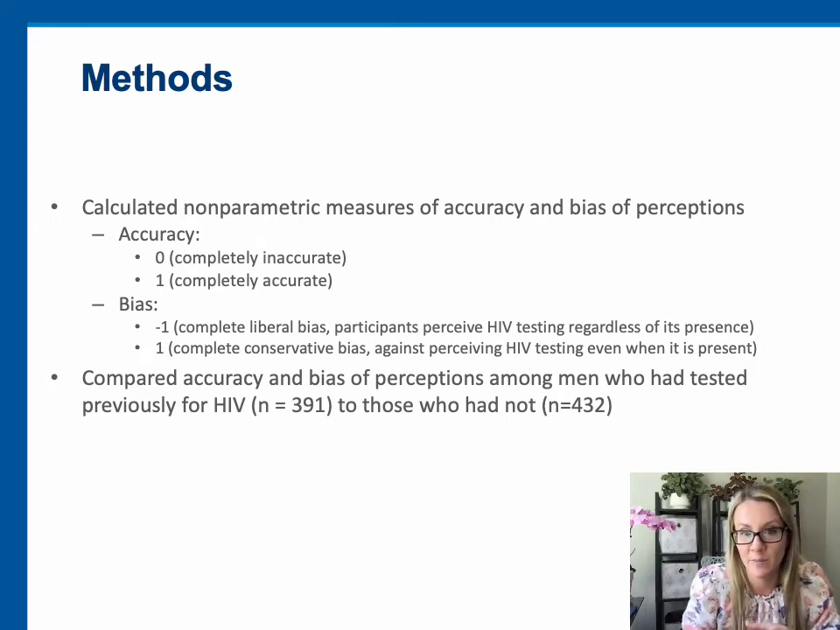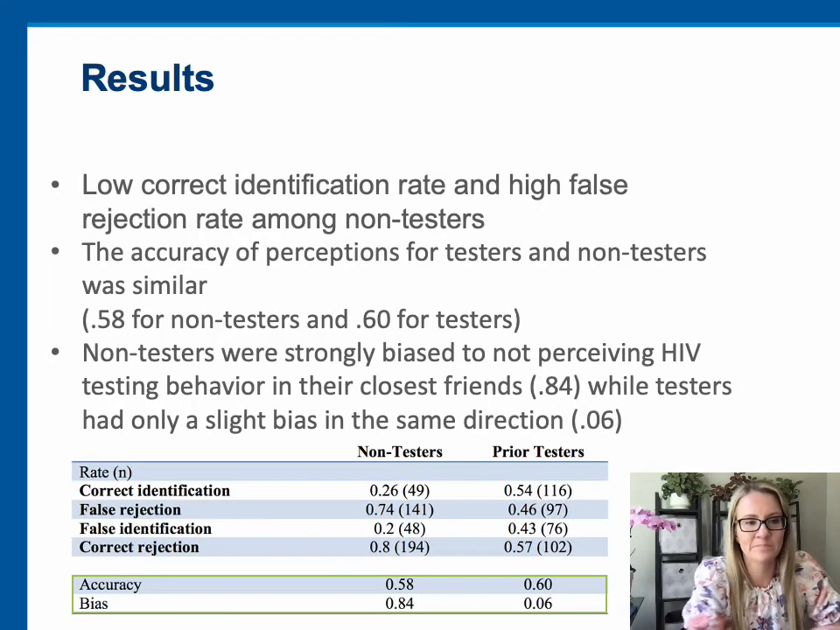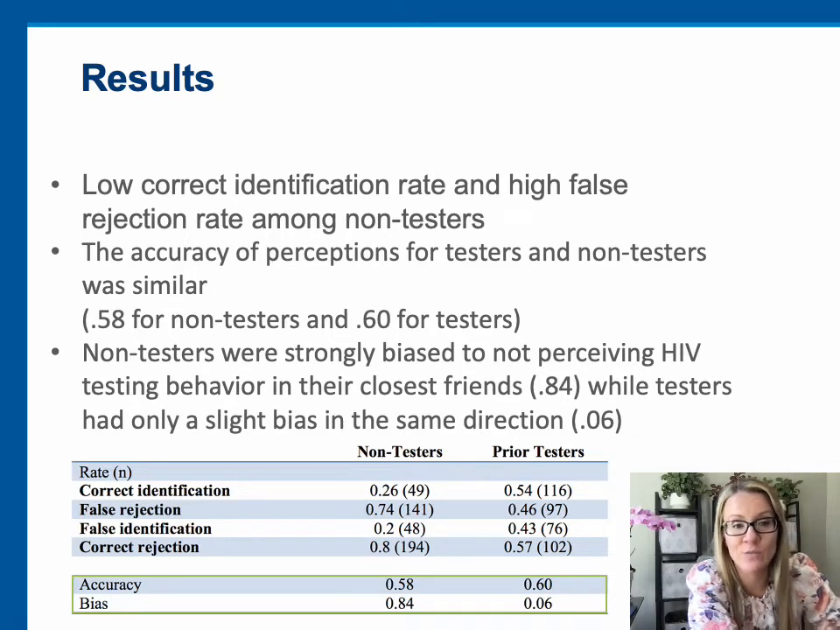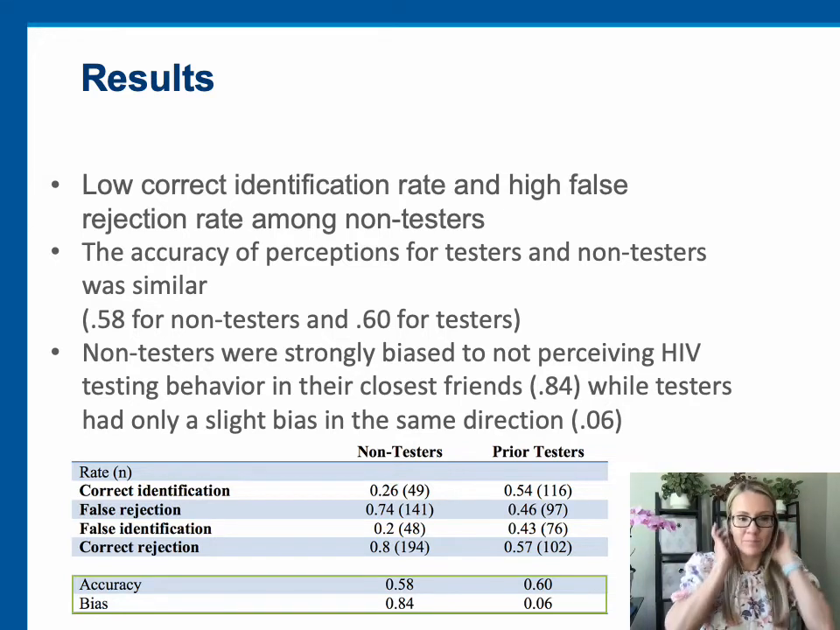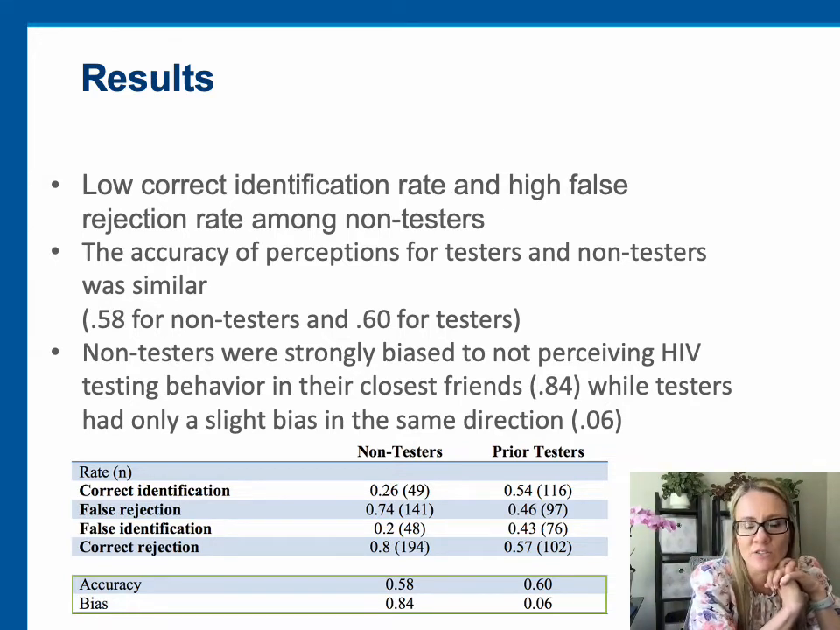those who had not tested before. So when we look at the accuracy and bias rates for non-testers and prior testers, we see that accuracy was actually not that different. In the table below, you see that the accuracy for non-testers was 0.58, accuracy for prior testers was 0.6. So they were not very different in their accuracy of knowing whether their best friend had tested for HIV, which told us something. It told us that there's room there to increase that alignment, but there was not a real difference in terms of non-testers and testers.